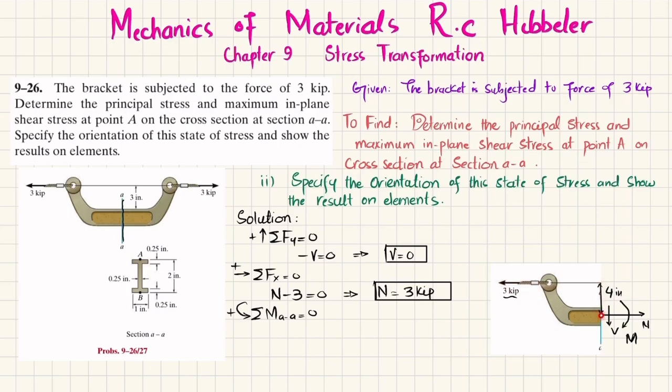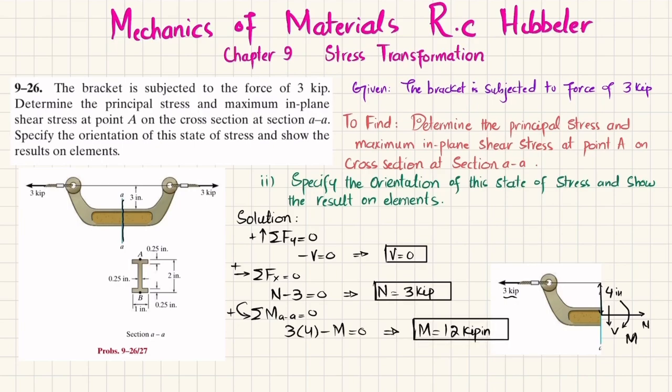Clear? And this is producing a counterclockwise moment, so it will be positive. The second moment about section AA is this moment, which is clockwise, and that will be negative, but their sum must be equal to 0. So I will write 3 multiplied by 4 minus M is equal to 0. From here M will be equal to 12 kip-inch. Now we have all these 3 unknowns.